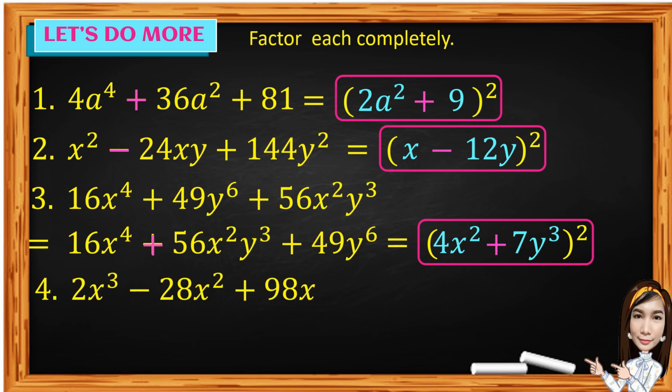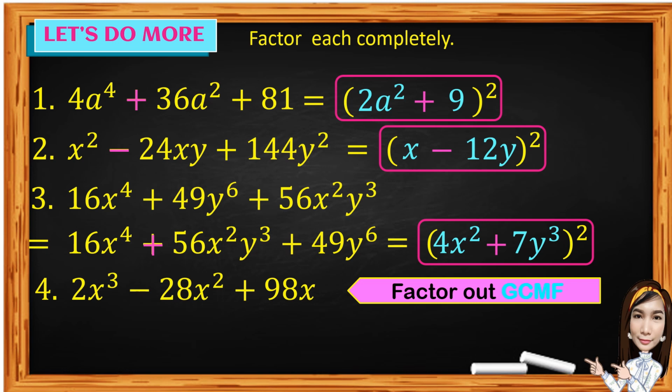Next, we have the fourth, 2x cubed minus 28x squared plus 98x. So as you can see, 2x cubed is not a perfect square, and 98 is also not a perfect square. But here, we can factor out the greatest common monomial factor. Now, for the coefficients, we have the greatest common factor 2. And for the variable x, we have x to the first power, or x. So the greatest common monomial factor is 2x.